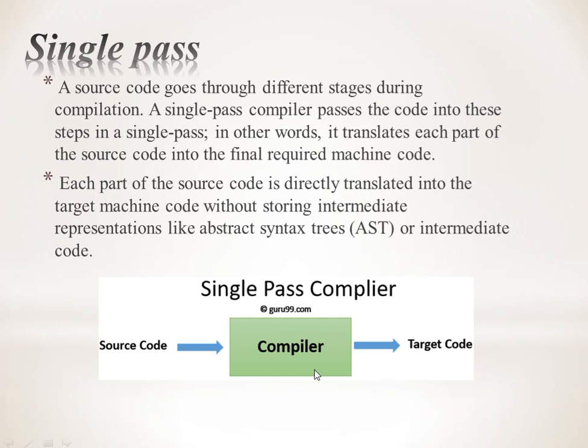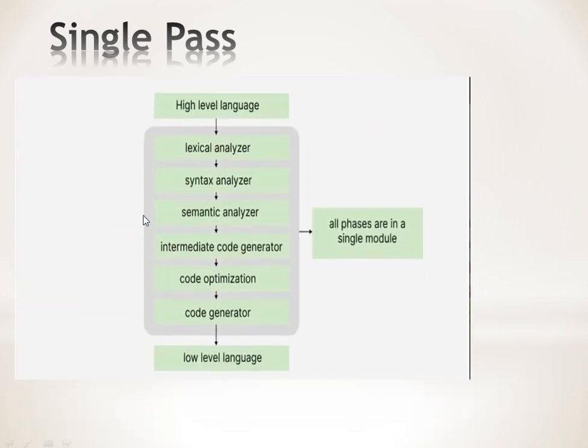Here, the compiler compiles all the phases of the single pass in one take. Here is the basic diagram of the single pass. Here we can see the high level language, that is our programming language. We go through all these phases, but in single pass all these phases are executed in a single module. Then we convert it into the low level language, that is the machine language or the target code. That is from source code to target code. All these phases are covered in a single pass.